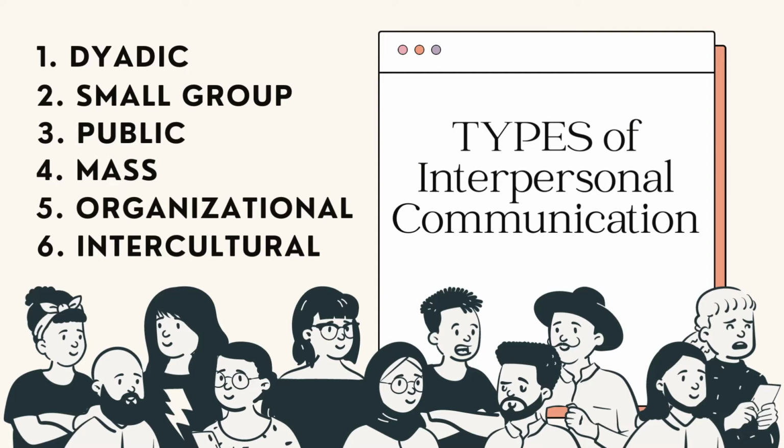First in the list is dyadic communication, followed by small group communication. Then we have the public communication, mass communication, organizational communication, and the intercultural communication. This time, let's check on how they differ from each other.